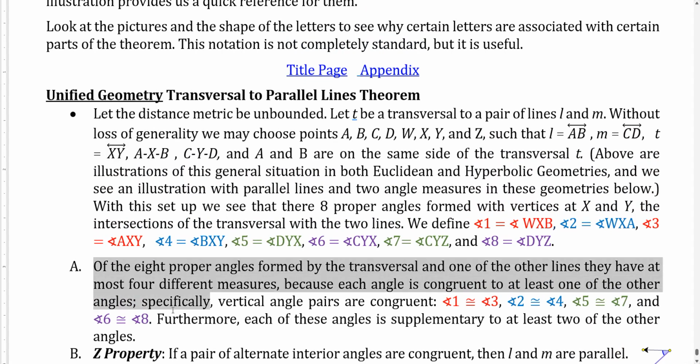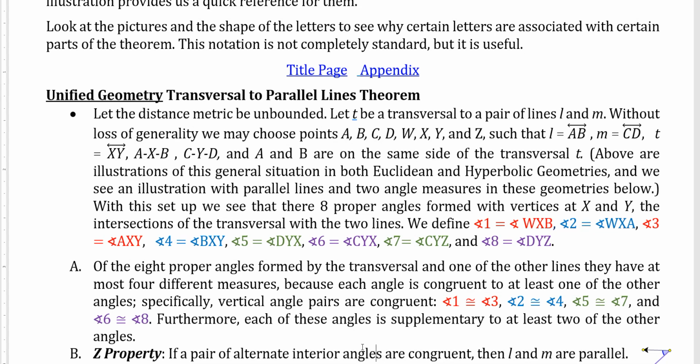Then we say, of the 8 proper angles that are formed by the transversal and one of the other lines, they have at most 4 different measures because each angle is congruent to at least one of the other angles. Specifically, vertical angle pairs are congruent. Angle 1 is congruent to 3, 2 is congruent to 4, 5 is congruent to 7, and 6 and 8 are congruent. And each one of these angles is supplementary to at least 2 of the other angles.